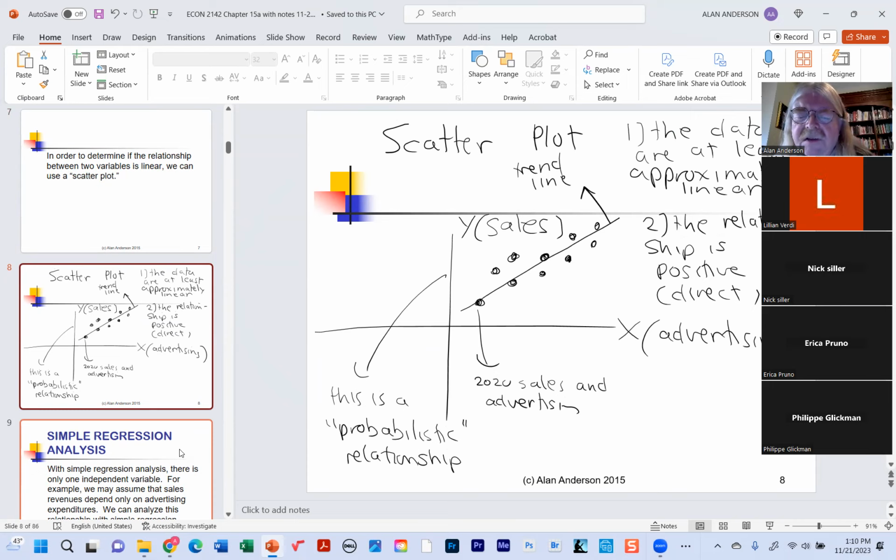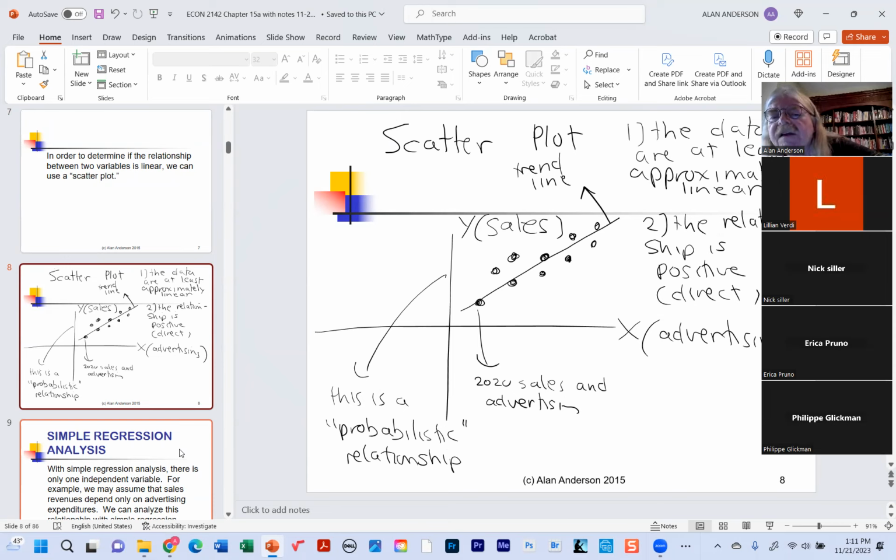Now, if you notice, sales is on the vertical axis because we assume that sales depends on advertising, not the other way around. So sales is the Y, or dependent variable. X is the advertising, or independent variable. Each point is a single year. The observation, for example, that one I've labeled there is the 2020 sales and advertising. And so we gather up data and we plot them on this particular graph.